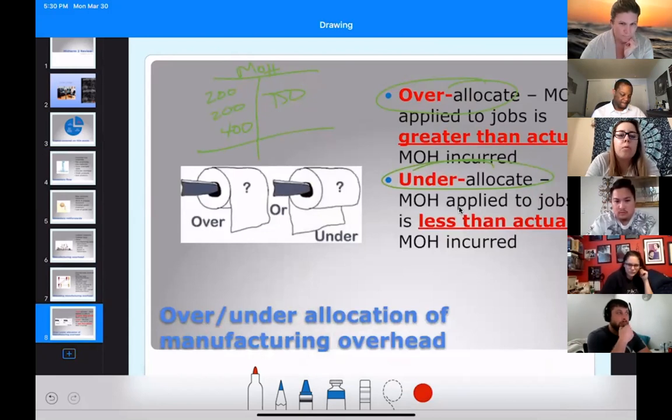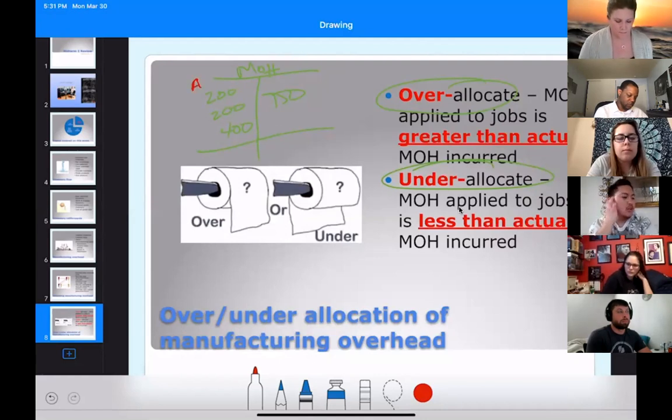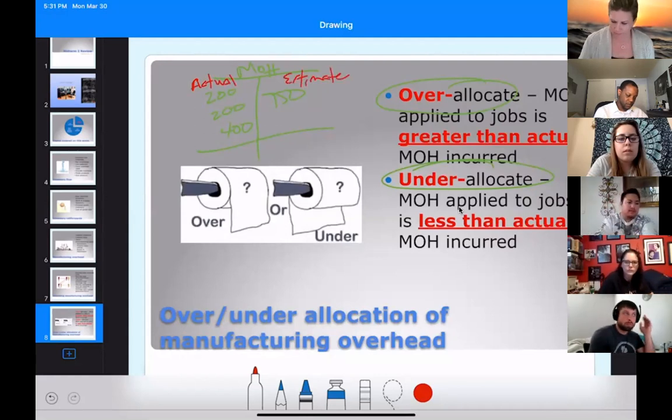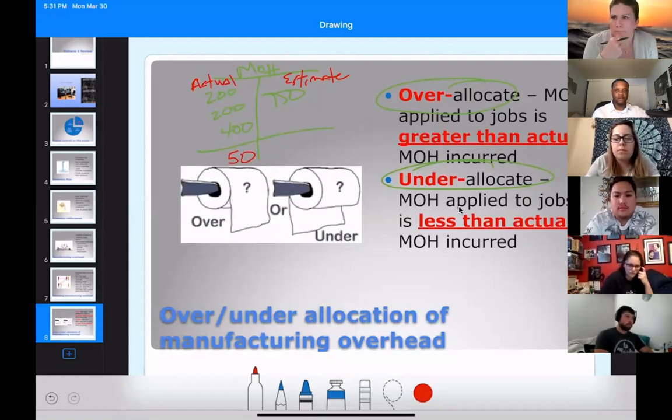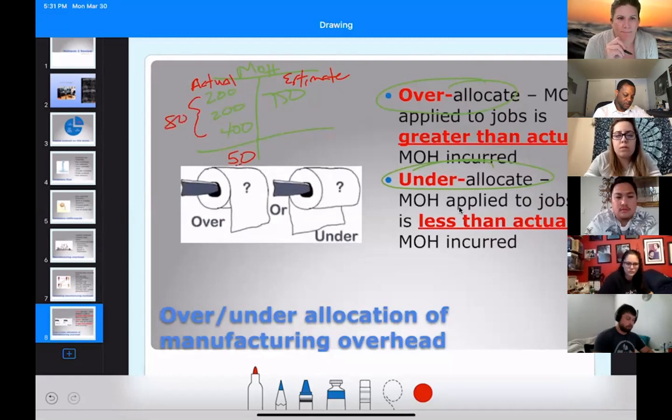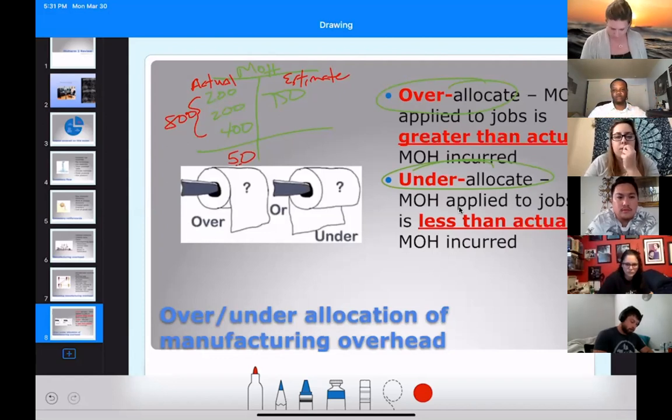So which side is the actual compared to the estimate? Is that the debit side, right? So the debit is the actual. Okay, so we under allocated by $50. We under allocated by $50, because we actually spent $800 on indirect materials, indirect labor, other stuff, but we only applied $750 to our actual products.